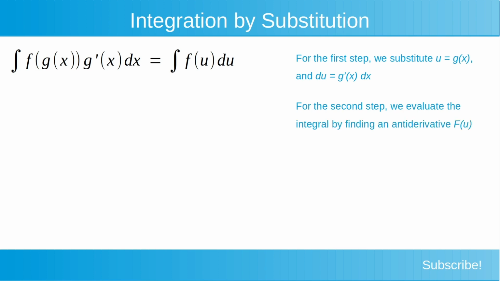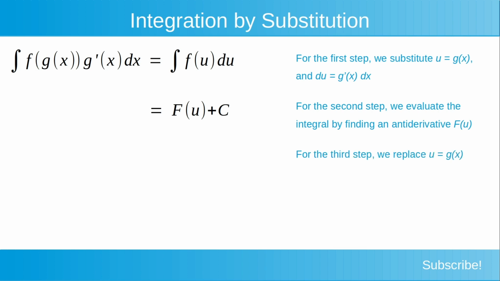Now for the second step, we evaluate the integral by finding an antiderivative capital F of u. So here we're attempting to match up our function f of u to the standard integration formulas. Now if we're able to find an antiderivative, we then have capital F of u and we add plus c. And this is our set of all antiderivatives in terms of the variable u.